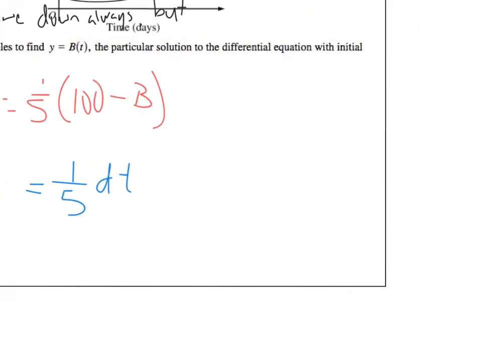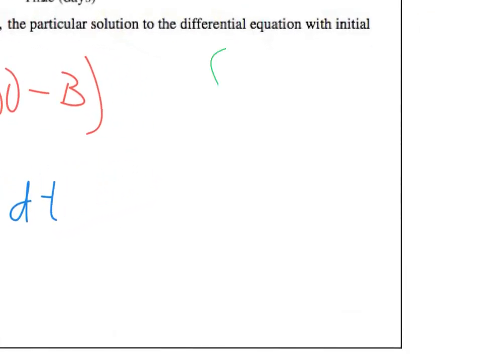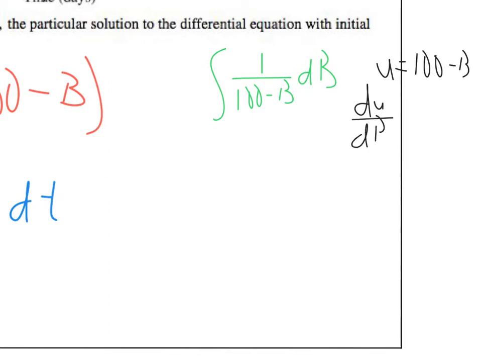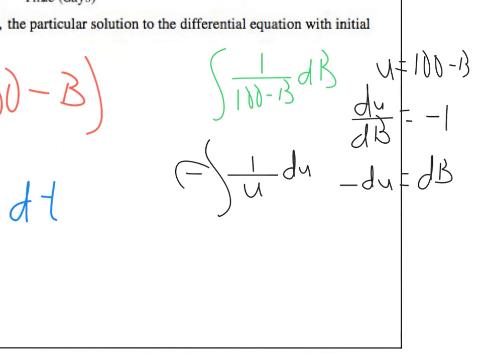I want to go over here and have a discussion with you. If I'm trying to integrate 1 over 100 minus b dB, I'm going to u-sub this. So I'm going to say u is 100 minus b. du/dB is negative 1, which means dB is negative du, which means we'll have an integral of 1 over u du, but negative. That's where your problem is. So then it's going to be negative natural log of u plus some sort of constant. So that negative you need to make sure you remember.